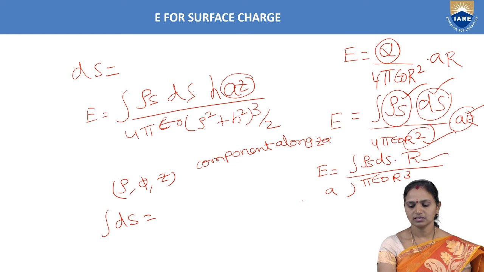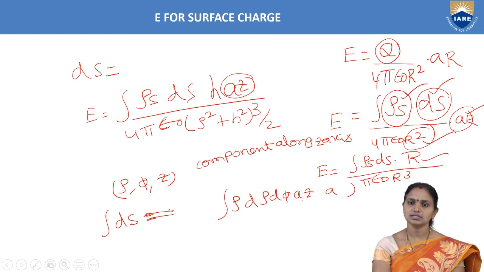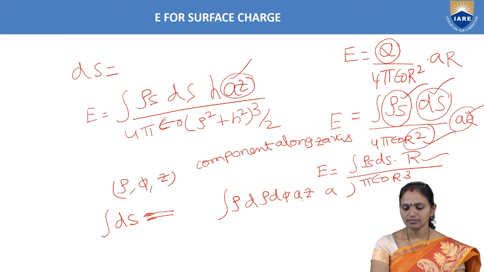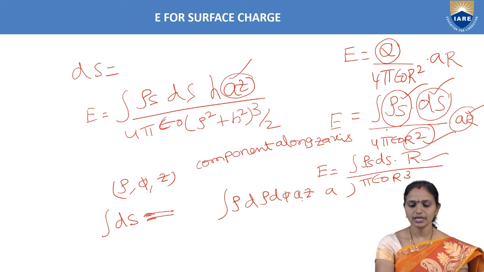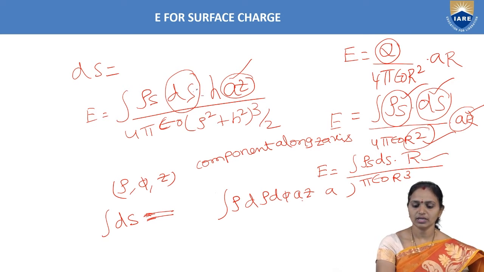Along the z axis, the component along z axis is integral rho d rho d phi into az. So now this is ds, in spherical coordinate system, and it has only a z component. Due to the symmetry, as I am telling, the rho component is getting cancelled and we only have the component along z axis. As we have a component along z axis, we must take this ds also along z axis because they all will come in dot product.